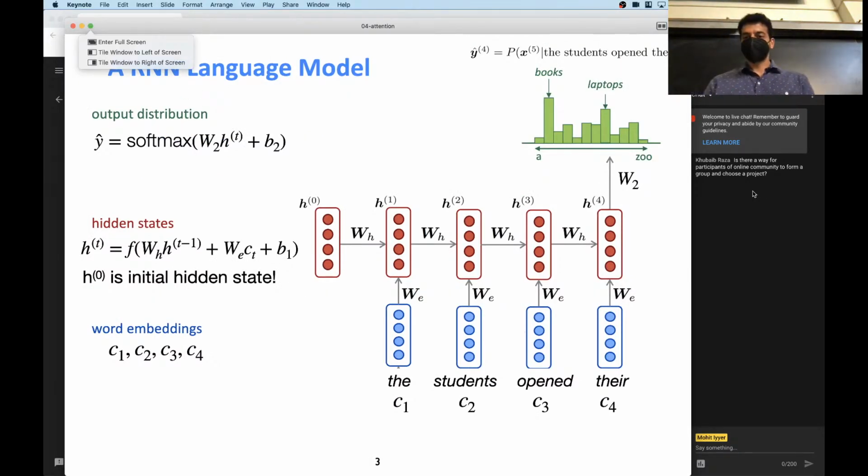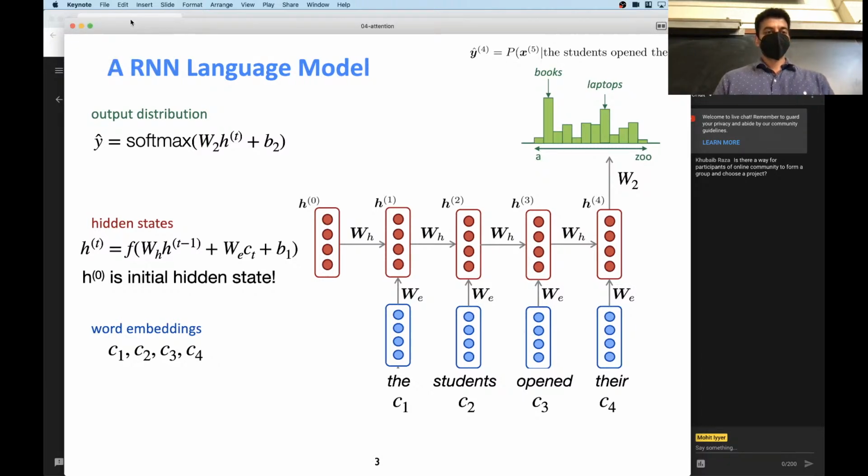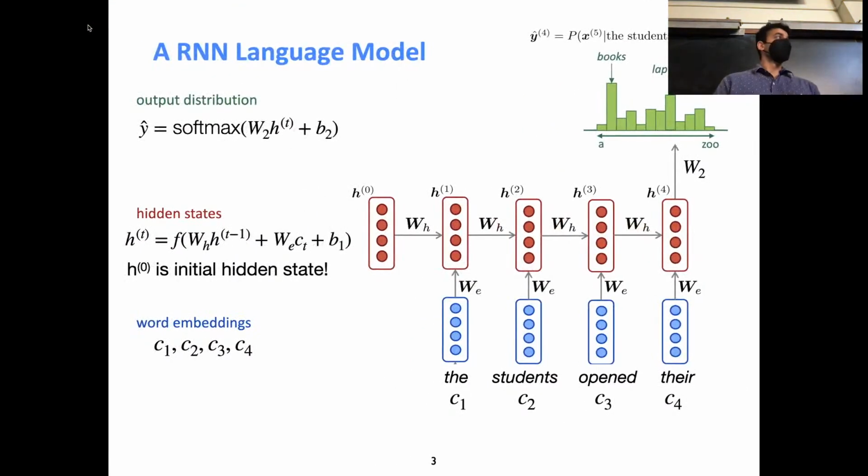Oh, I see a question. Is there a way for participants of the online community to form a group and choose a project? I assume this is referring to people who are not actually in the class, in which case, I don't know, you can maybe find other teammates in the YouTube comments or something. I don't know if it's a good way, or you could do it by yourself. Interesting question. Okay, so now I assume this is on this. All right, sorry about that.